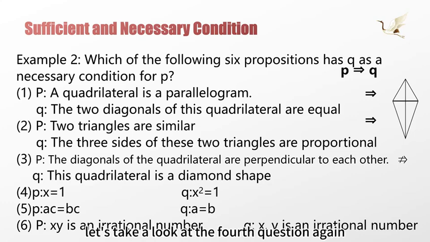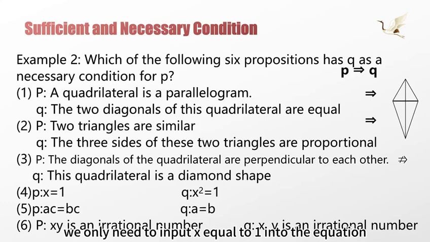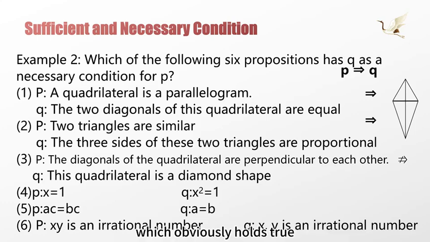We say Q is not a necessary condition for P. Let's take a look at the fourth question. Can we derive the equation x squared equals 1 from x equals 1? At this point, we only need to put x equal to 1 into the equation, which obviously holds true. So P can deduce Q. We say Q is a necessary condition for P.